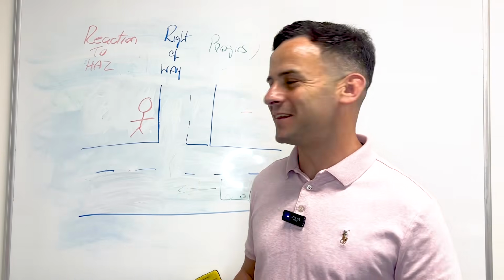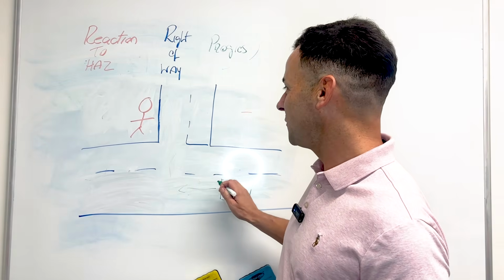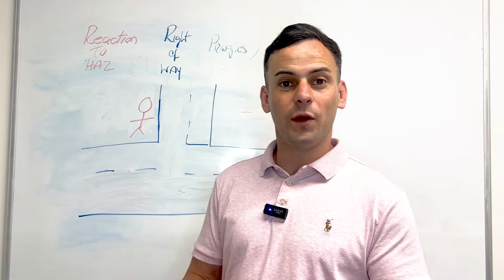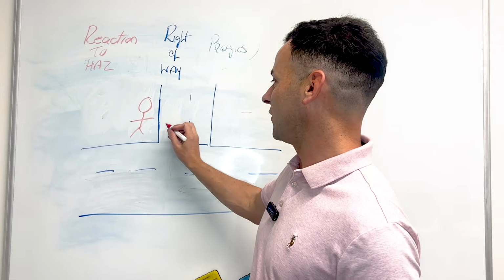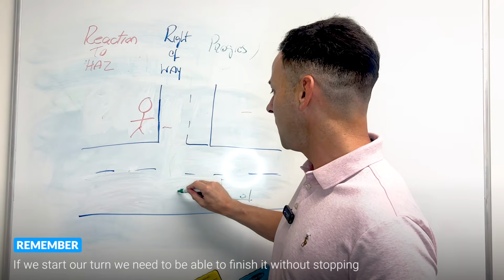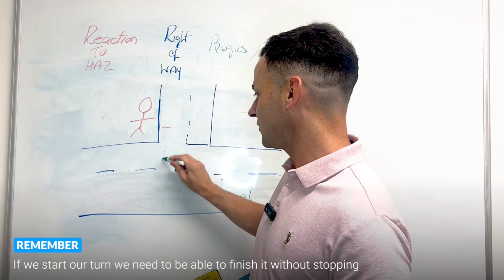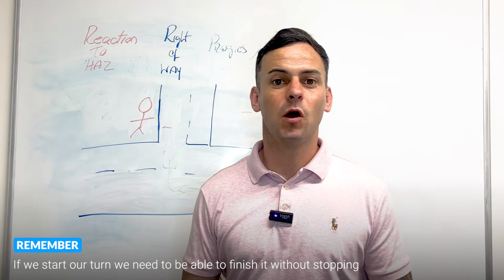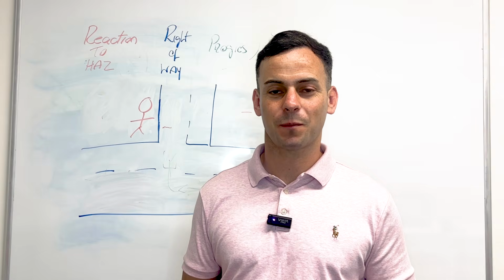What we don't want to do is, we're driving up, we see the pedestrian, we know they're going to step out, and we just continue on, make our turn, and then have to stop here. We don't want to do that.